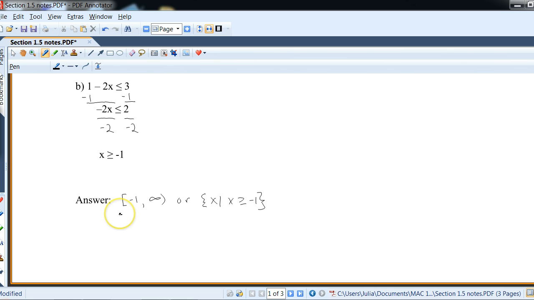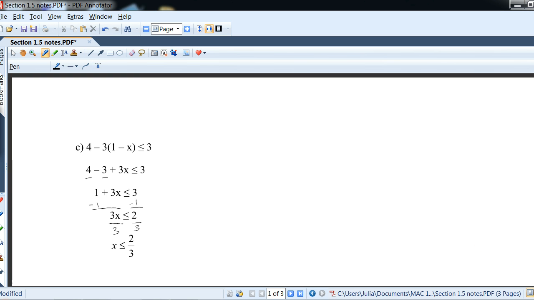And so the answer would be, again, it's greater than, so it starts at negative 1 and goes to infinity, or it's x such that x is greater than or equal to negative 1. So just a quick refresher.